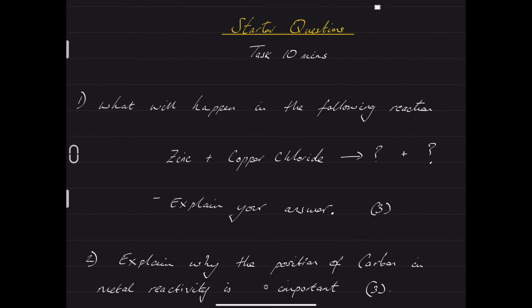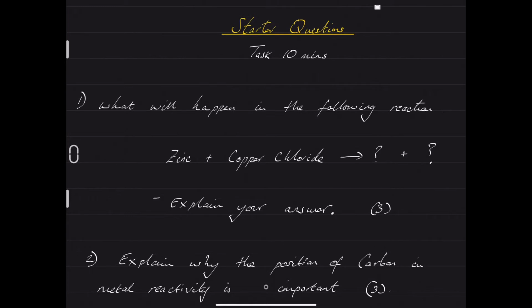And the first question is, what will happen in the following reaction between zinc and copper chloride? So you've got part of a word equation here. I would like you to complete that word equation, and I would like you to tell me why you get the two products. So there's 3 marks available. So you need to explain your answer.